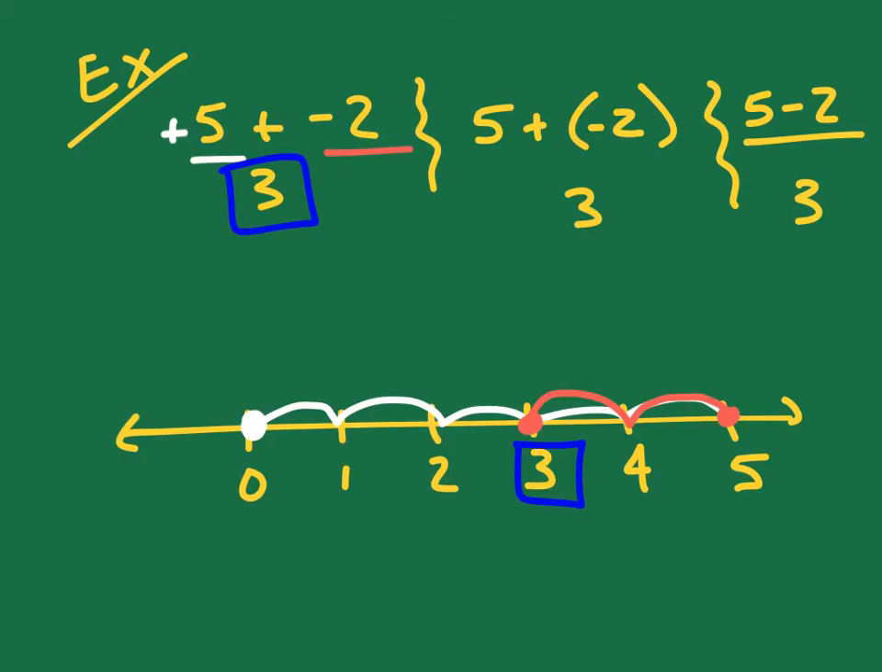So again, start at 0, all right? Move 5 units to the right because that's the first one, okay? And then move back 2 units as that's our second one, all right? If we've got a positive number, we move to the right. When we have a negative number, we move to the left, all right?